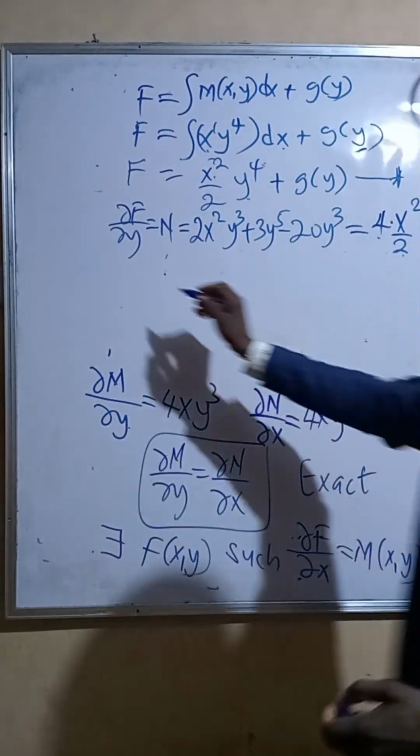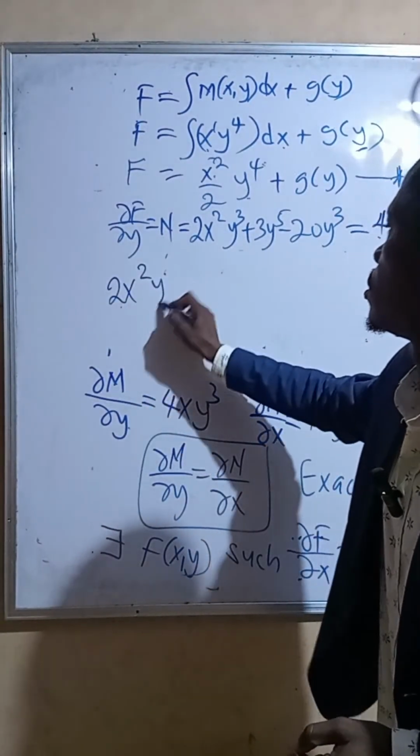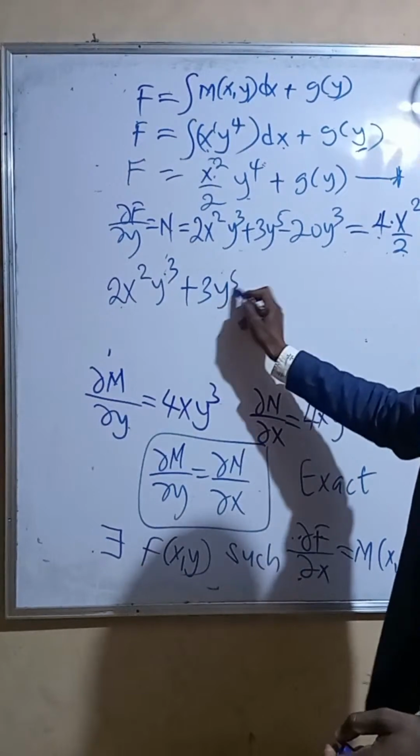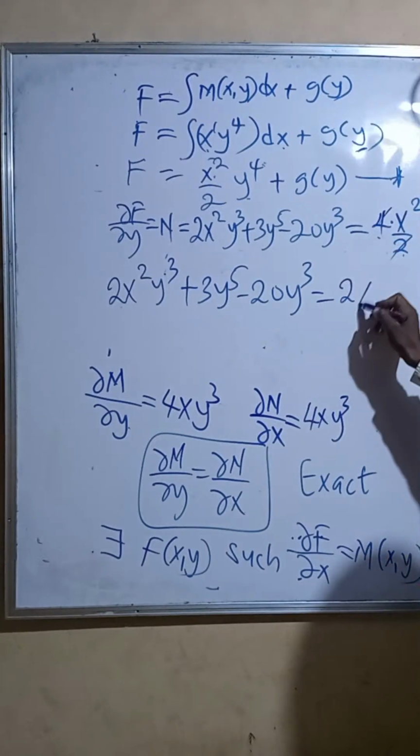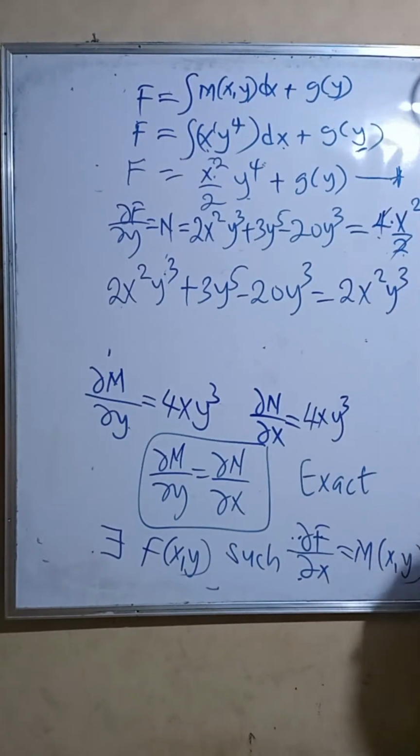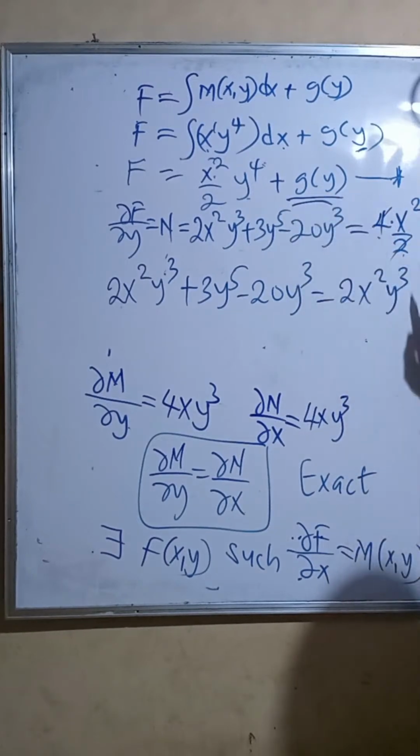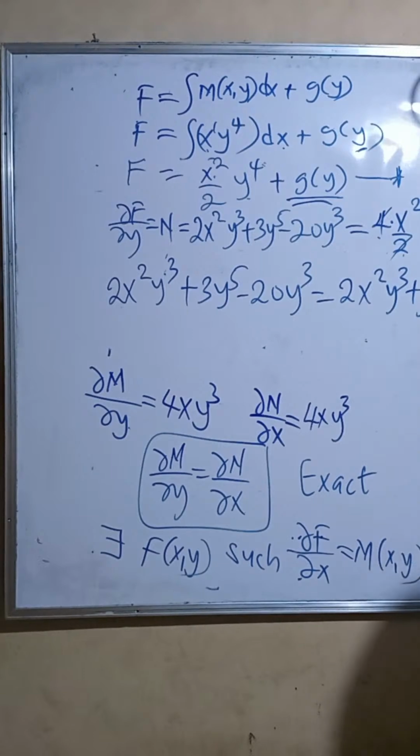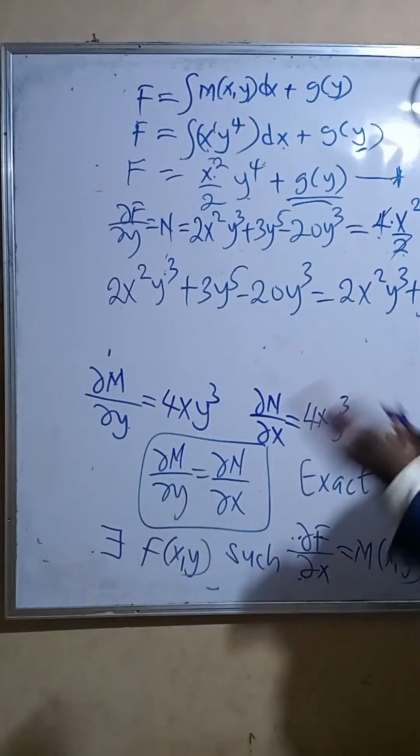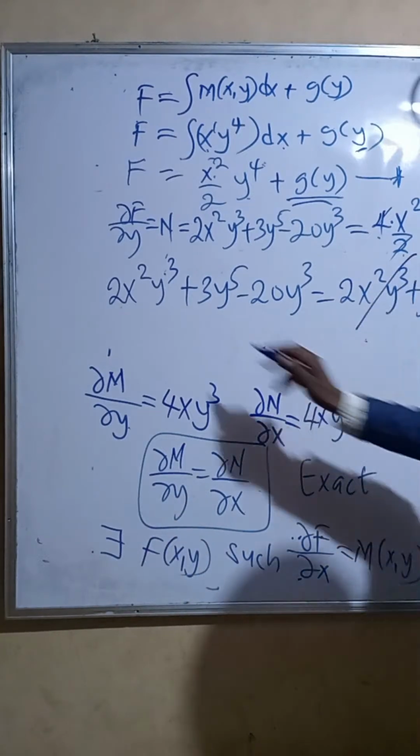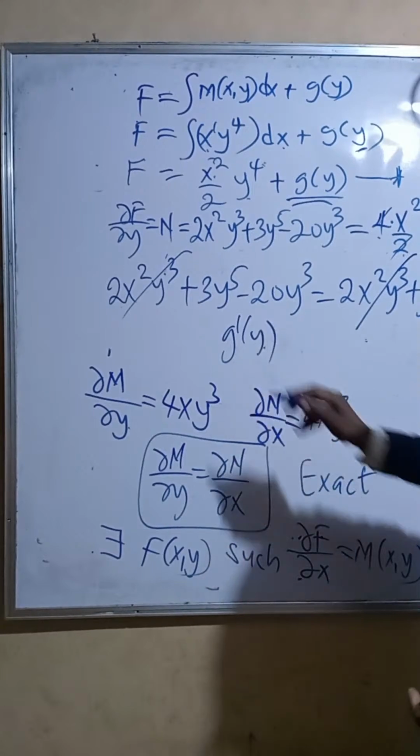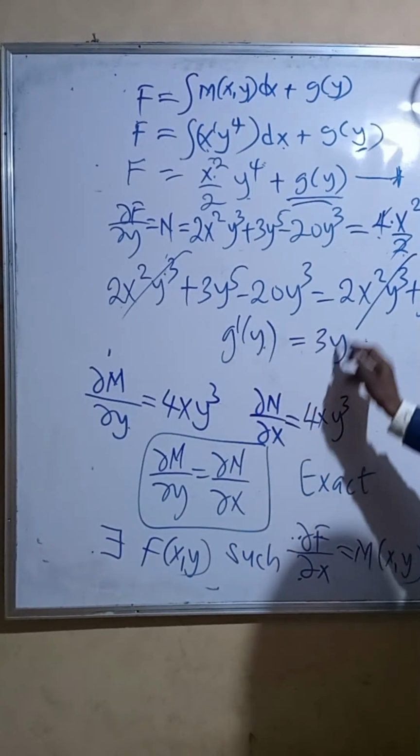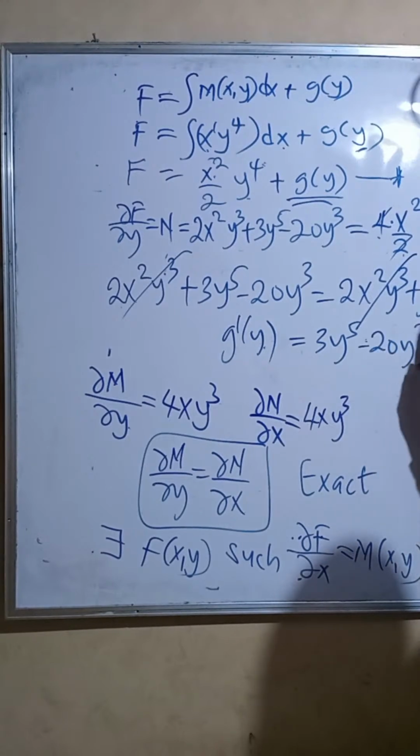Then this will now become this one. We have this equal to this one, so we have 2x squared y cubed. Then don't forget, we didn't differentiate this one. That will be plus g prime of y. I've told you that at this stage something must cancel out. So this one and this one cancel out, and I have g prime of y equal to 3y to the power 5 minus 20y cubed.